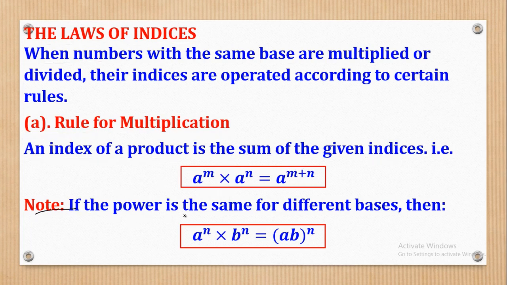However, if the power is the same for different bases, for example a, in this case, previously it was the base which was the same, but there are some cases whereby it is the power which is the same and the bases are different. So in that case, you just multiply these two bases to come up with this, then raise the same power. So those are the two conditions for multiplication. The base can be the same or the power can be the same.